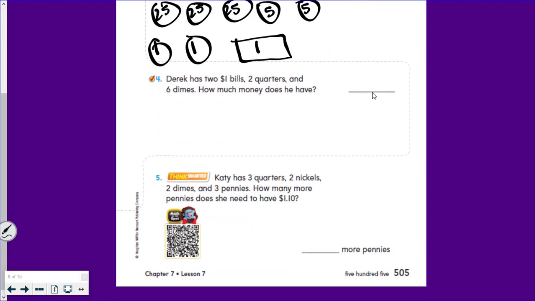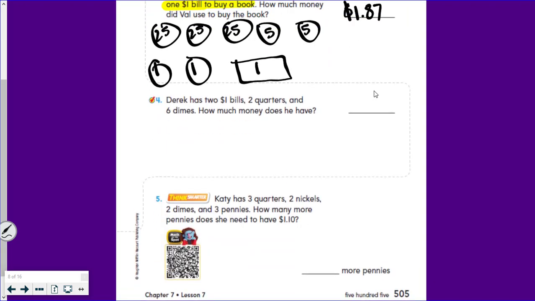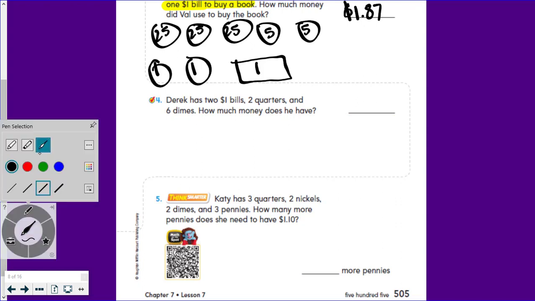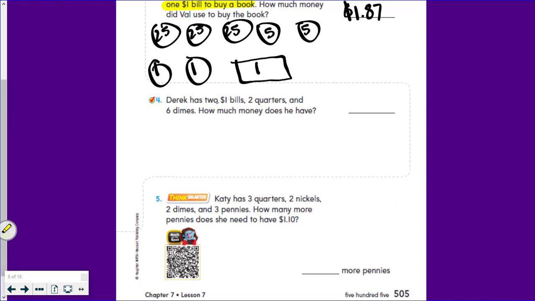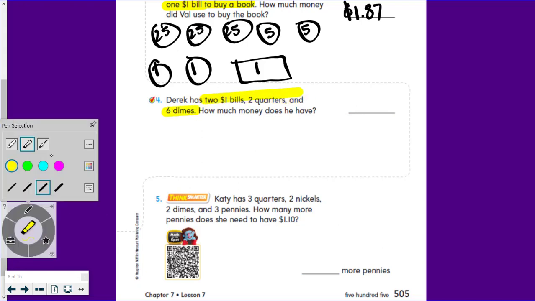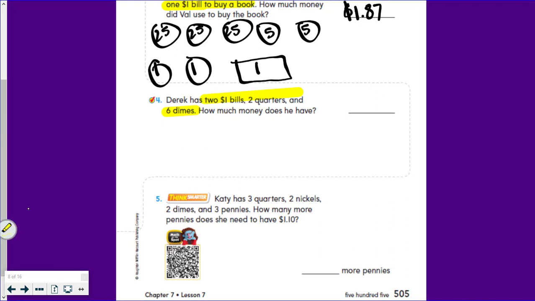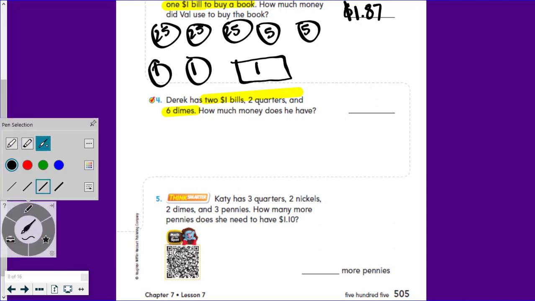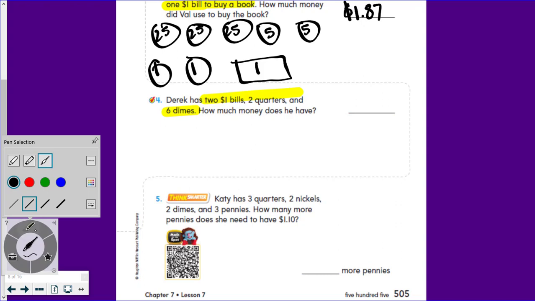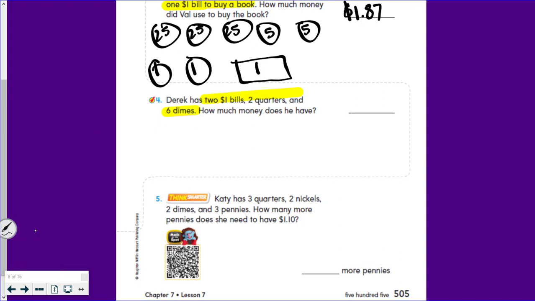All right, we're going to scroll down. Let's see what Derek has. 2 $1 bills, 2 quarters, and 6 dimes. How much money does he have? So I want you to go ahead and pause your video. I want you to act it out and then add up the amount and see if we get the same amount as I have. So go ahead and pause your video.